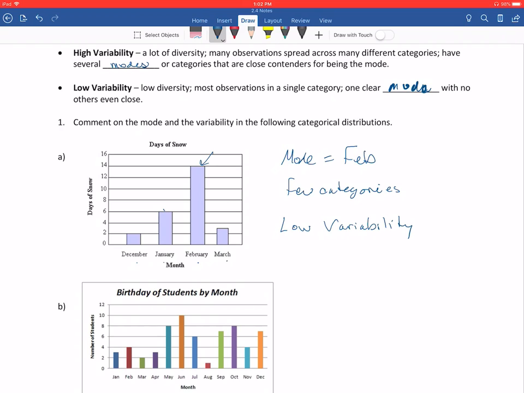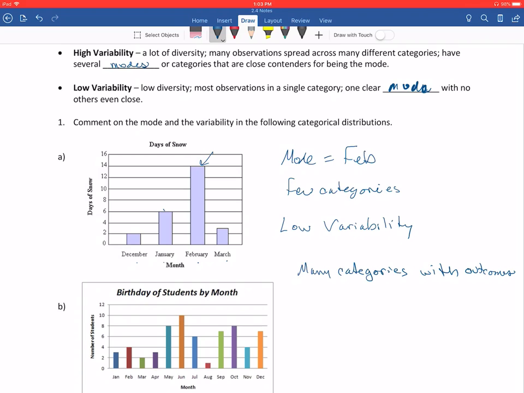Okay, if we look at our next example here, we have birthdays of students by month. So we've got the months across the bottom and the number of students who have a birthday in that month up the side. Now, the first thing I notice here is that I have a lot more categories, and not only do I have more categories, I have observations that fall in all of those categories. So I have many categories that have outcomes in them. It wouldn't matter if I had all of the months listed, but only birthdays in May, June, and July, then that would still put me in a few-category situation. So I do have many categories that have outcomes in them.